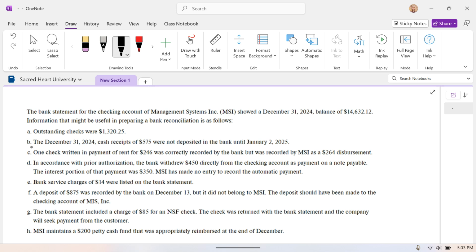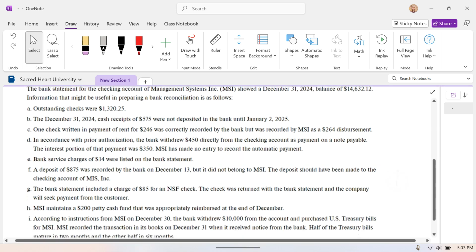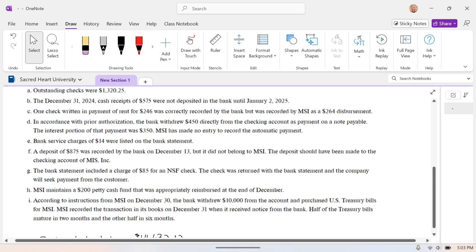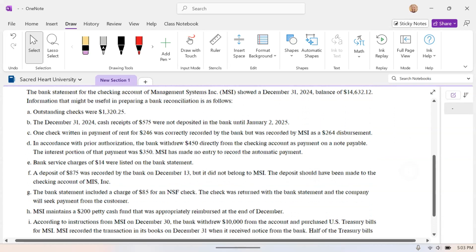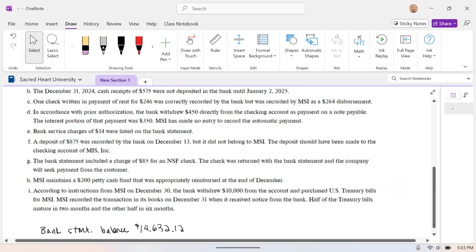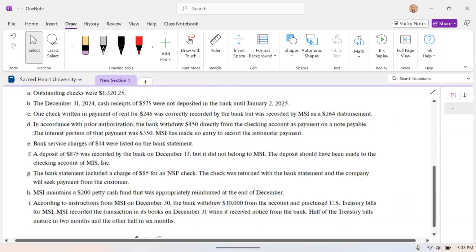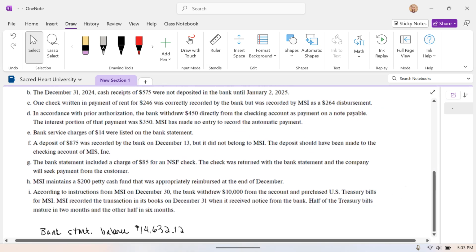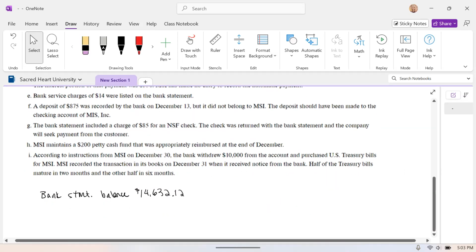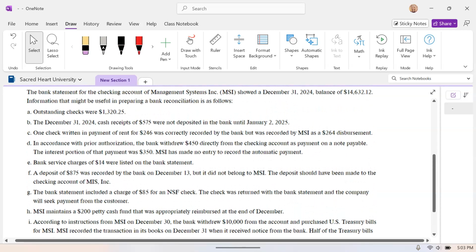So this 1320 hasn't been deducted from the company's bank balance, but it will be within probably 1 to 3 days. So we don't want to be spending that money. We don't really have it. It's going to be gone very soon. So we're going to subtract from this bank statement balance the 1320.25 for outstanding checks. And let's just go item by item.